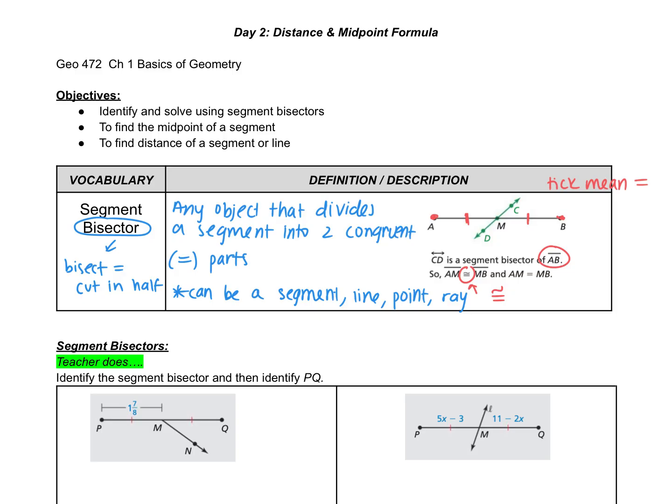Do we remember from last class, or even just from looking at earlier on this page, what this point is called? If it's directly in the middle of the segment? Midpoint. So a segment bisector will always go through the midpoint because the midpoint is in the middle.